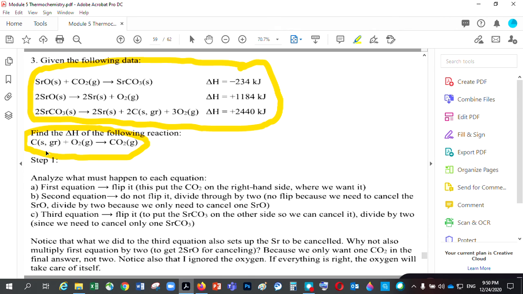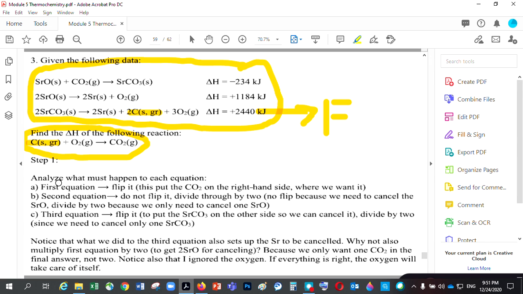So carbon is our reactant. Where is carbon? Carbon is here, as a product. So this one here, I immediately flip, correct? Because I need this one to be on the reactant side. Okay, I flip this one here.